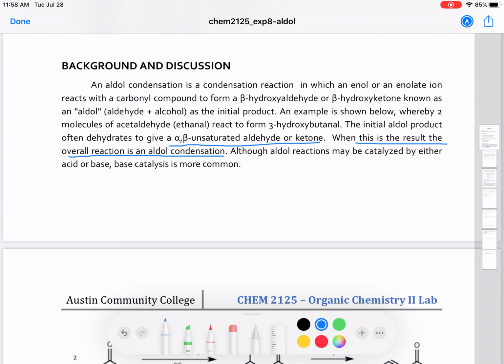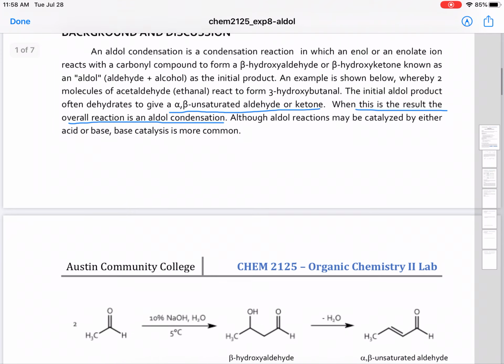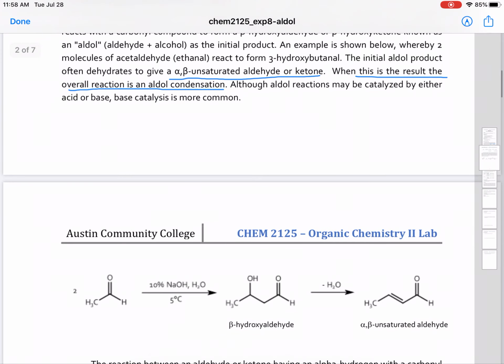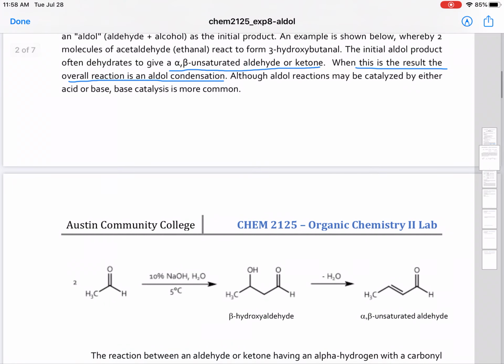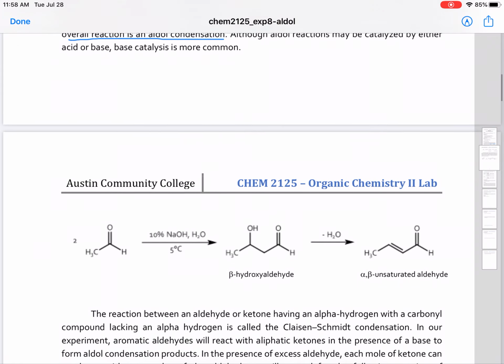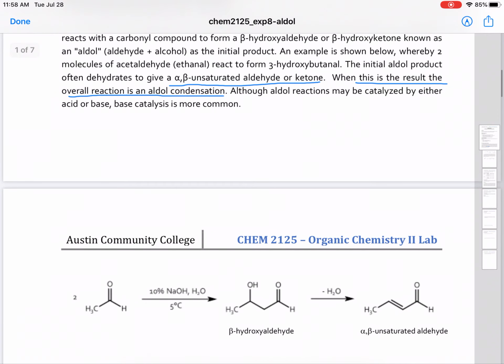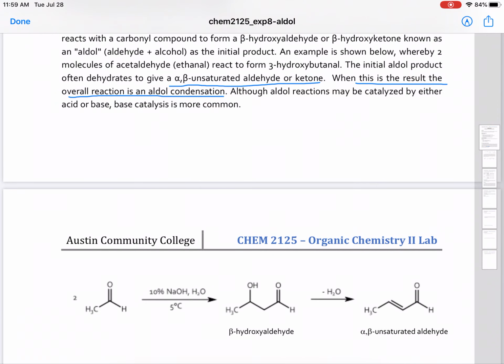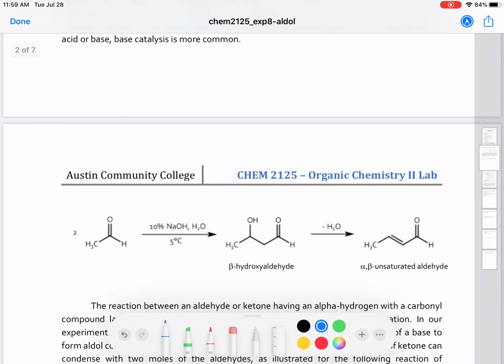For aldol condensation, we can perform the reaction under basic or acidic conditions, but base catalysis is the more common one. As an example of this aldol condensation, you can see in this reaction two molecules of acetaldehyde react with the same molecule to form 3-hydroxybutanal. There are two carbons, so that's acetaldehyde. It can condense with itself.